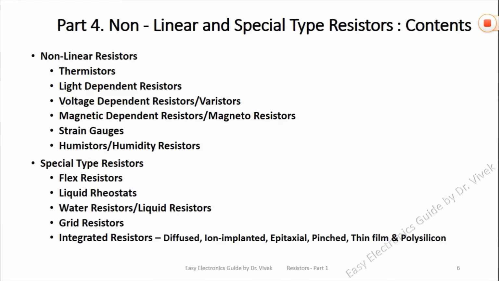Part 4 deals with nonlinear and special type of resistors. The major nonlinear resistor types are thermistors, light dependent resistors, voltage dependent resistors, magnetic dependent resistors, strain gauges, and humidity resistors. The special type resistors include flex resistors, liquid rheostats, water resistors, grid resistors, and integrated resistors.